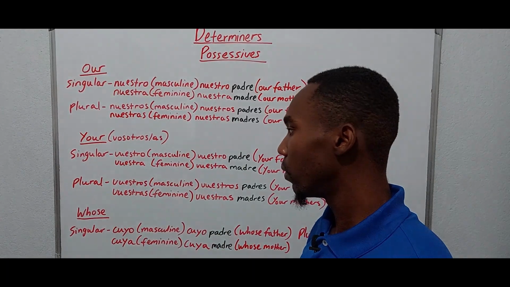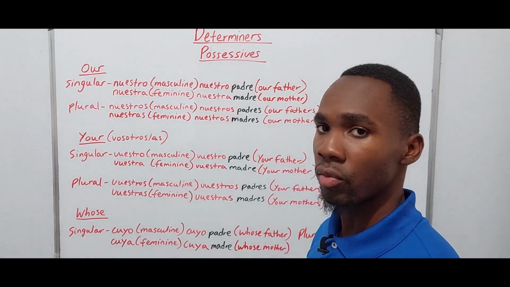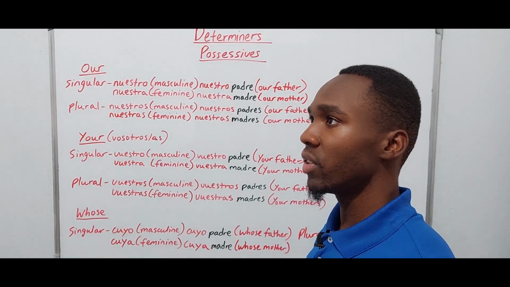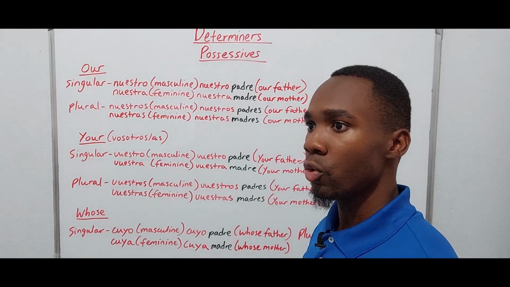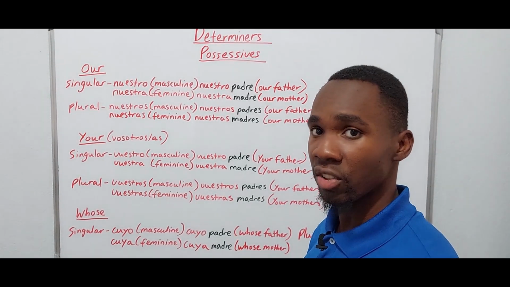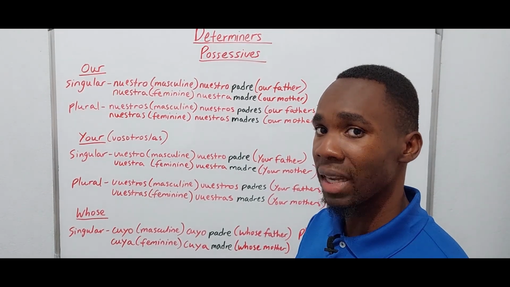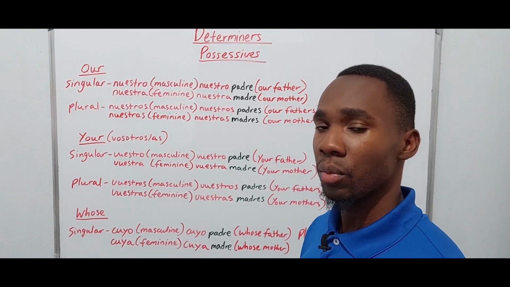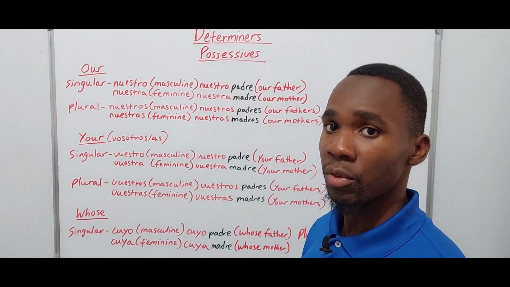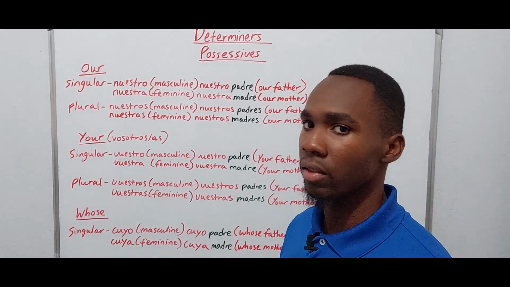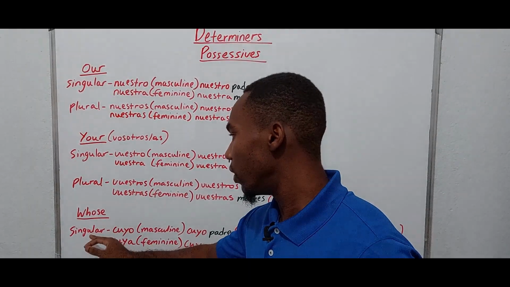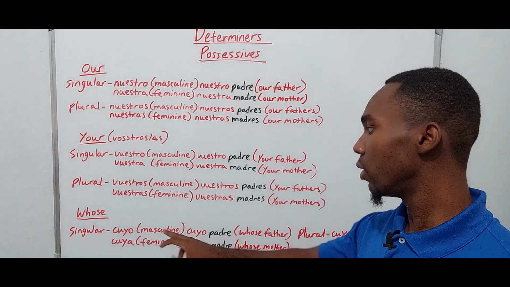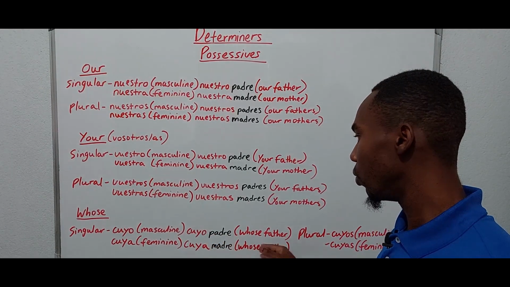Now, whose. Whose has a lot of functions, as you know. But in this case, we're talking about whose as a possessive. So when we say whose, we're not asking a question. Whose is usually going to give additional information about someone or something that was previously mentioned. Because this is a person, the singular is cuyo padre, whose father. Cuya madre, whose mother.